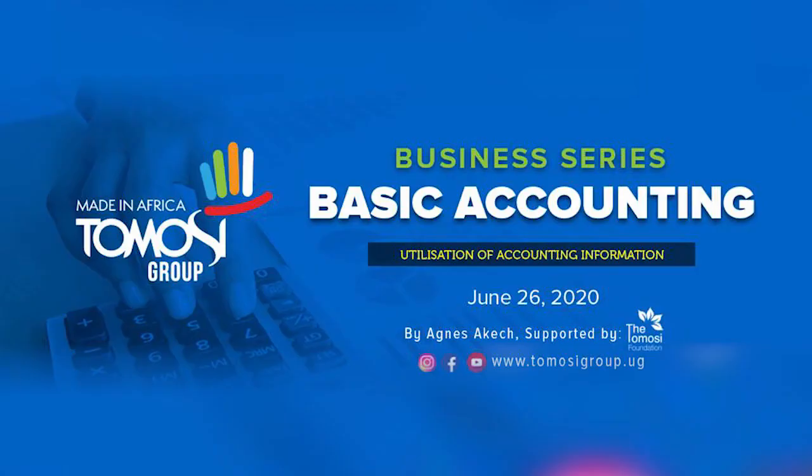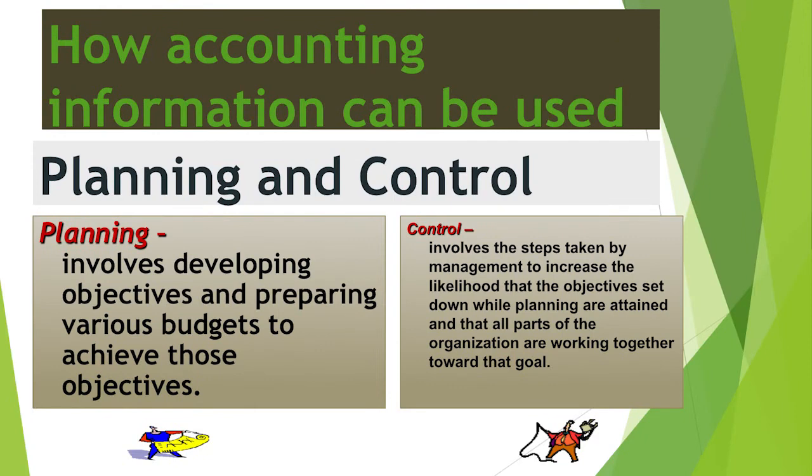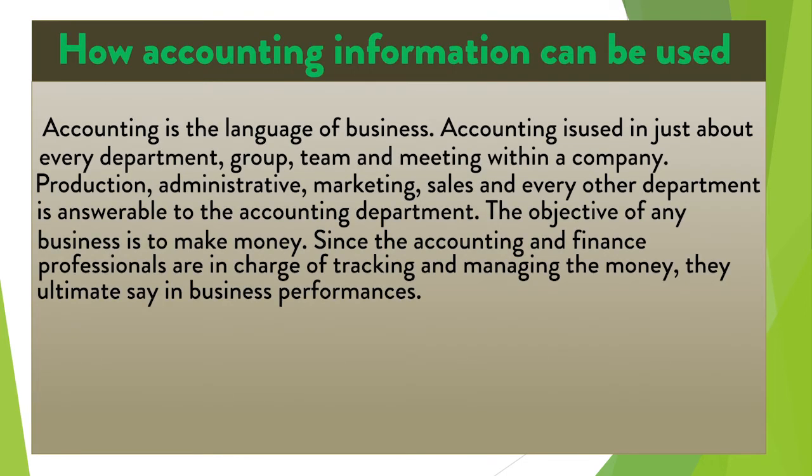The two major objectives of providing accounting information are, first, to enhance planning or steer the planning process. The planning here involves developing objectives and preparing various budgets to achieve those objectives. Accounting is the language of business, and accounting is used in just about every department, group, team, meeting within a company. Production, administrative, marketing, sales, and every other department is answerable to the accounting department.